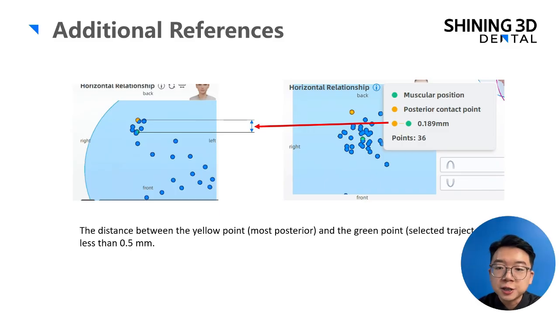So this is the additional reference we just mentioned earlier. This is the same page as the slide that I showed earlier. It's an additional reference using the orange dot. The yellow point or the orange point is the most posterior trajectory recorded, and we need to make sure the distance between this yellow dot and the green dot is within or less than 0.5 millimeter.